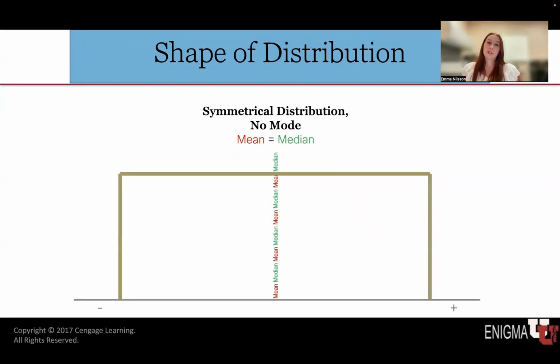This is also a symmetrical distribution, which means the mean and the median are going to be in the same place, remember? But since all of our x values have the exact same frequency, they appear the exact same number of times, there's no mode in this distribution. So mean and median are the same, but there's no mode.